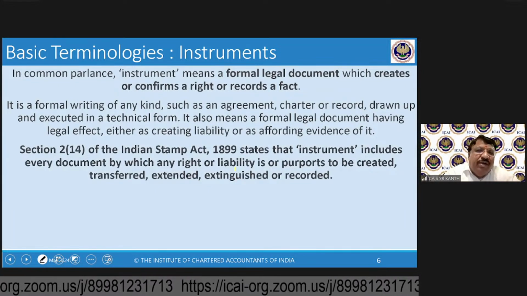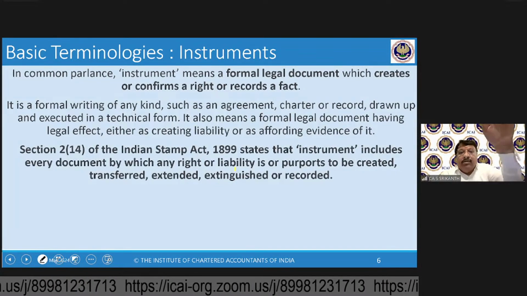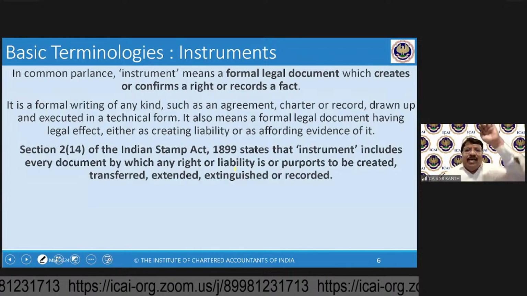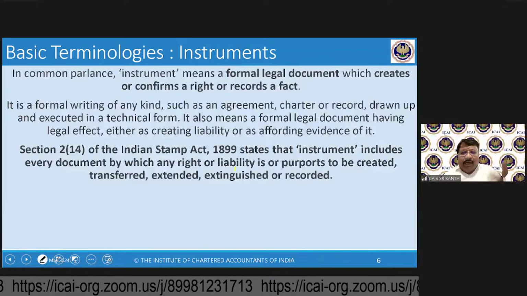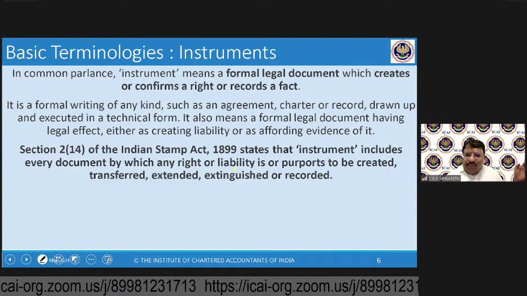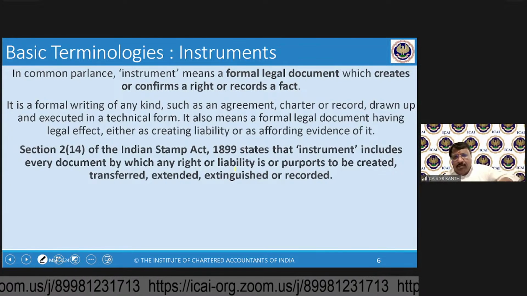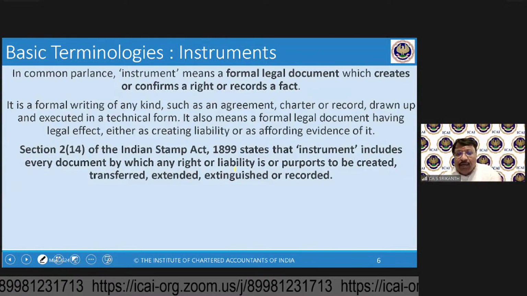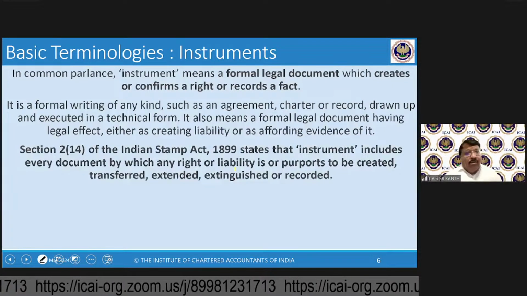So the word instrument is also defined, which is: instrument means a formal legal document which creates or confirms a right or records a fact. So it creates a fact, records a fact. Let's take, for example, a lease agreement is an instrument. It creates or confirms a right of the tenant, or call him the lessee, to use the property, occupy the property. The lease agreement confers an inalienable right of possession during the subsistence of the lease agreement. It also records, right.